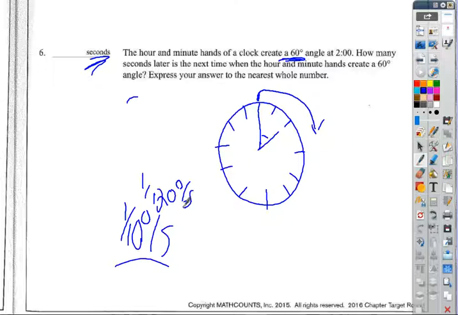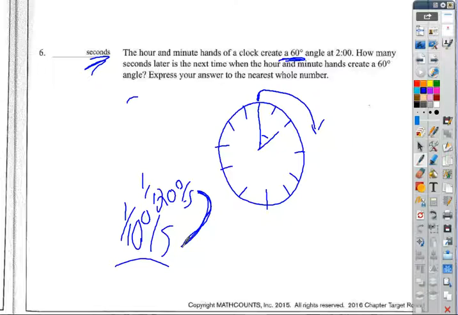Next, since the minute hand has to pass the hour hand to create another 60-degree angle, we want the minute hand to close this gap with the hour hand and then go 60 degrees farther on the other side. That would be simple if the hour hand didn't move, but it does, so we have to take that into account. We want to find the rate of the minute hand relative to the rate of the hour hand. Because they're both moving in the same direction, we just subtract the two rates.